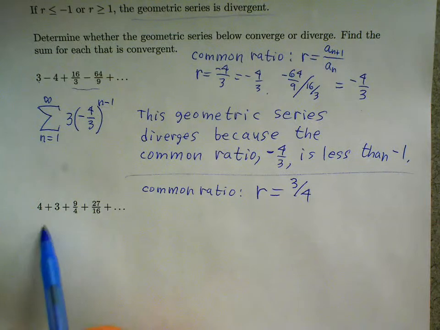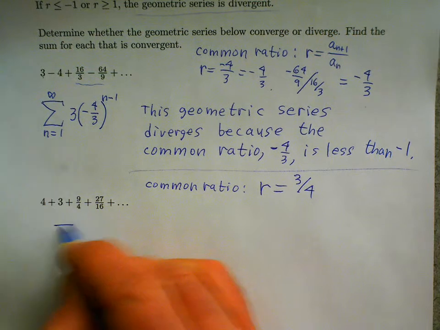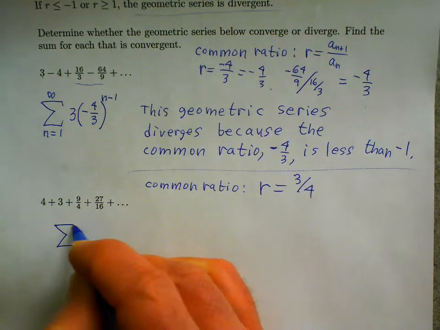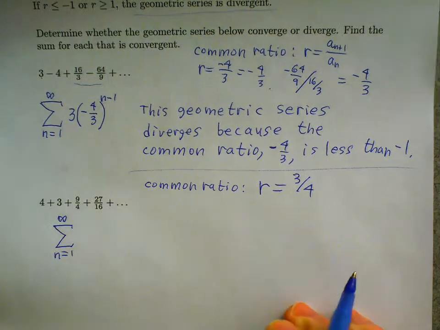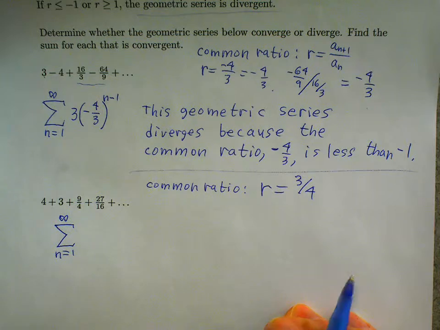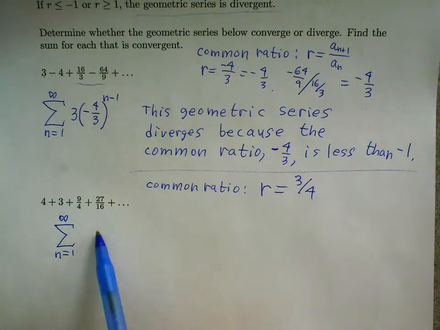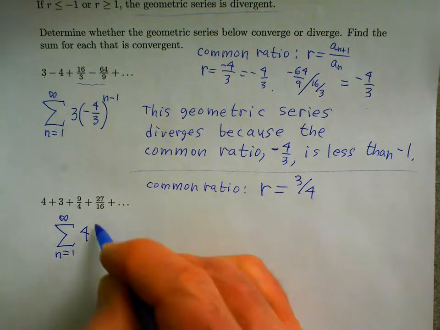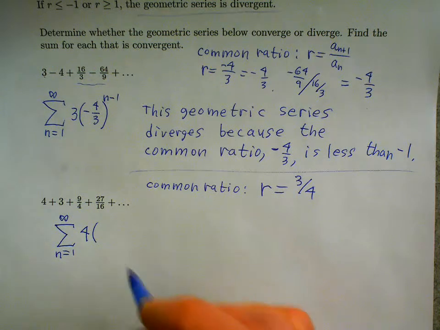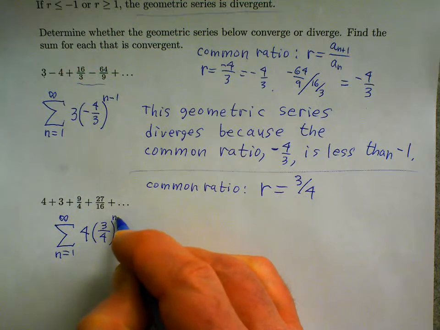Just for practice, let's write down this geometric series in sigma notation. So n starts from 1 and goes to infinity. Okay, so if it's a geometric series, it's pretty easy to learn how to write what the terms look like. The first term is 4. Then we multiply that by the common ratio, 3/4 raised to the n minus 1.